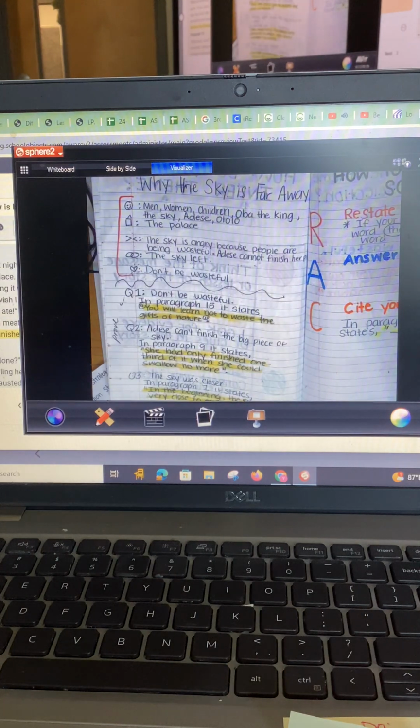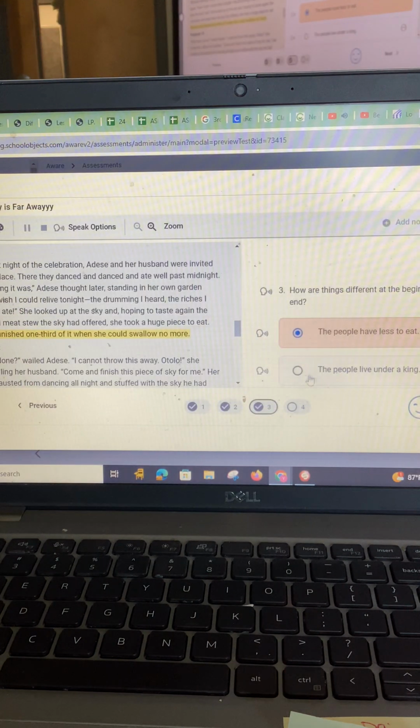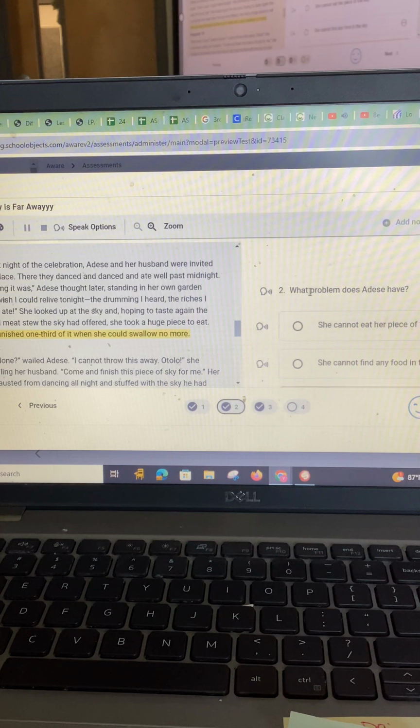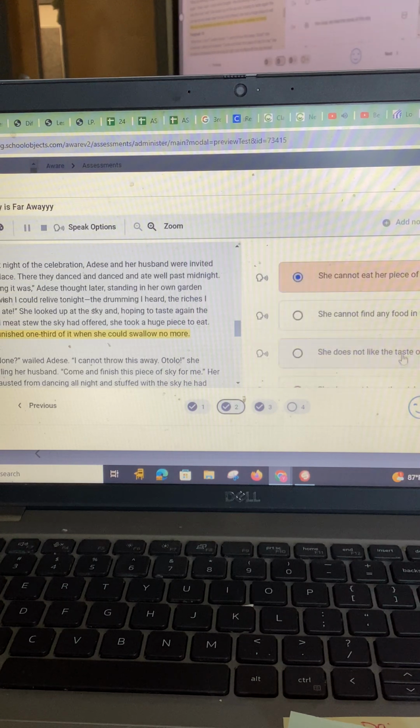And one of the tricks, like I told you, is that she cannot eat her piece of the sky. She could swallow no more. It's very, very similar. She cannot eat no more. She cannot swallow no more. This is how you know it's the answer. So I think really practicing this at home, encouraging them, you got to go back, is what the kids need.